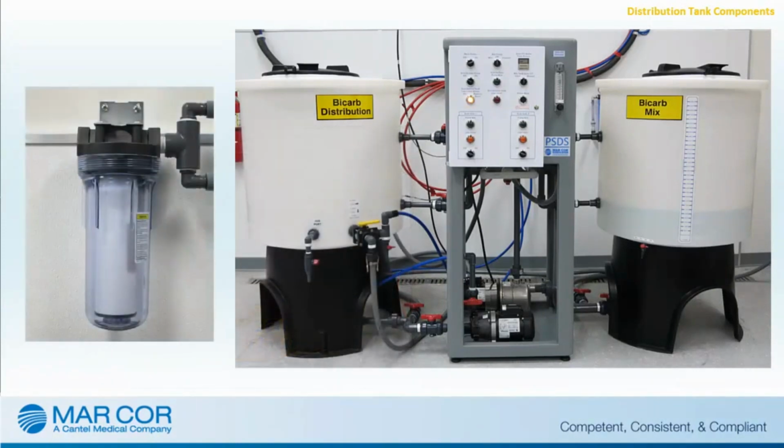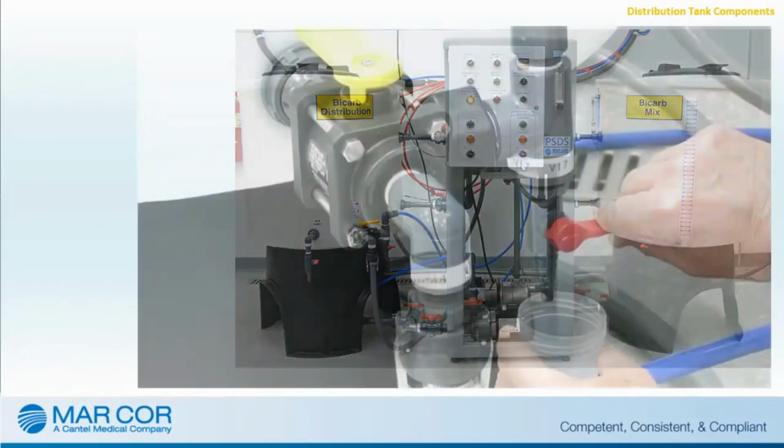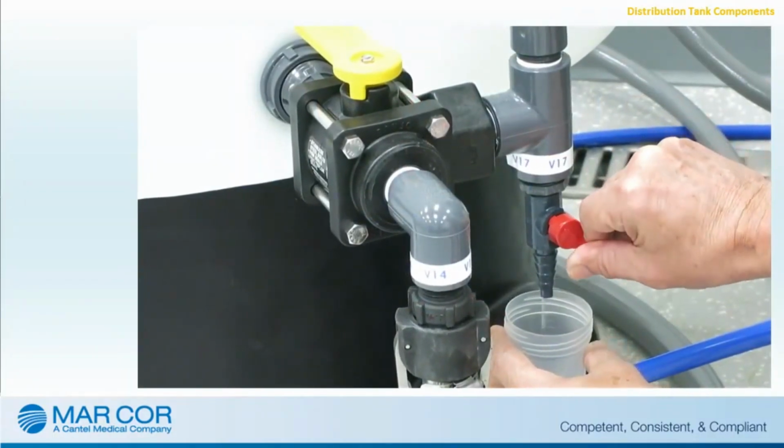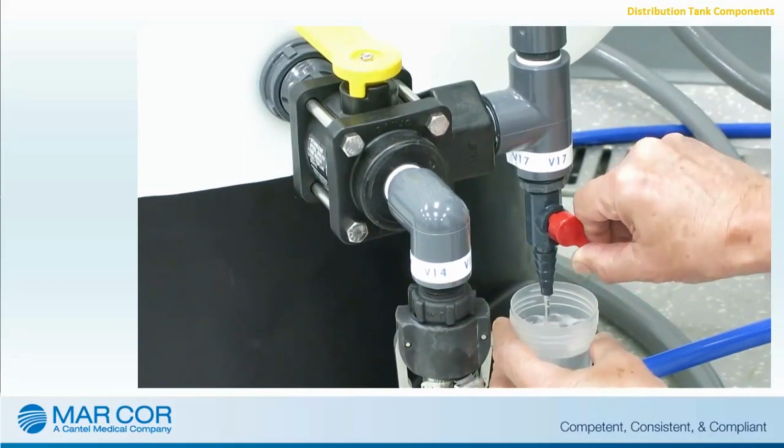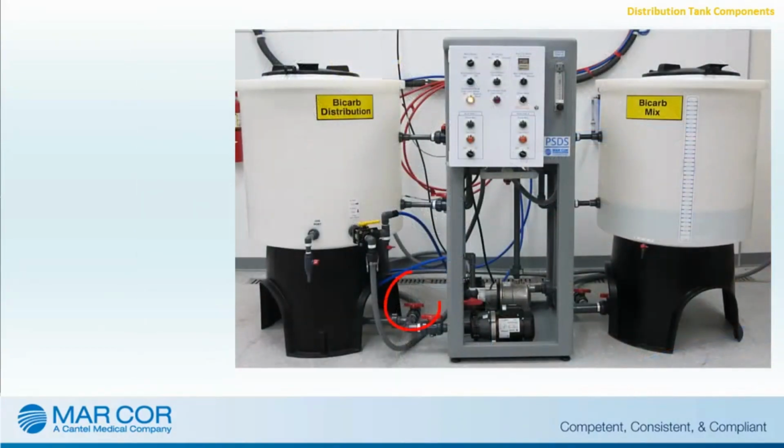A carbon vent filter connected to the top of the distribution and mix tanks inhibits dust or other debris from entering. A valve is located near the return of the distribution loop to allow sampling of actual loop conditions. A drain valve is provided to allow discharge of unused solution or rinse water. The distribution pump provides for delivery of the bicarbonate solution from the distribution tank into and throughout the distribution loop. Marcor recommends that overpressure protection is installed at each point of use.